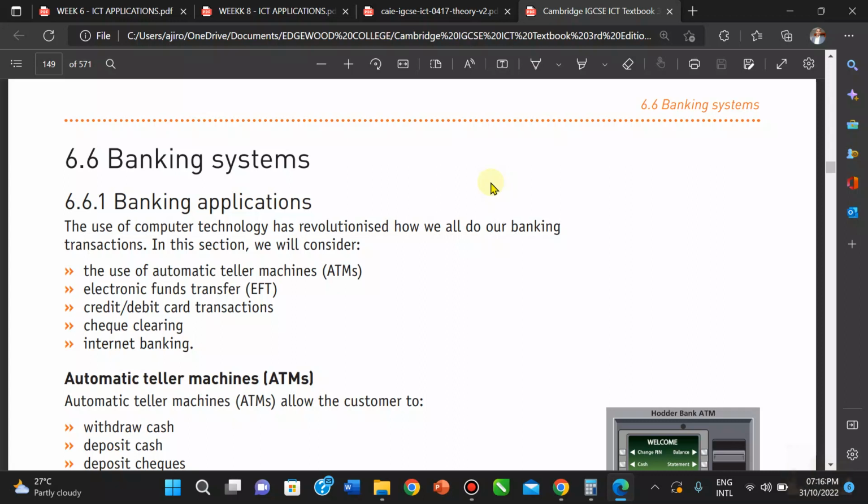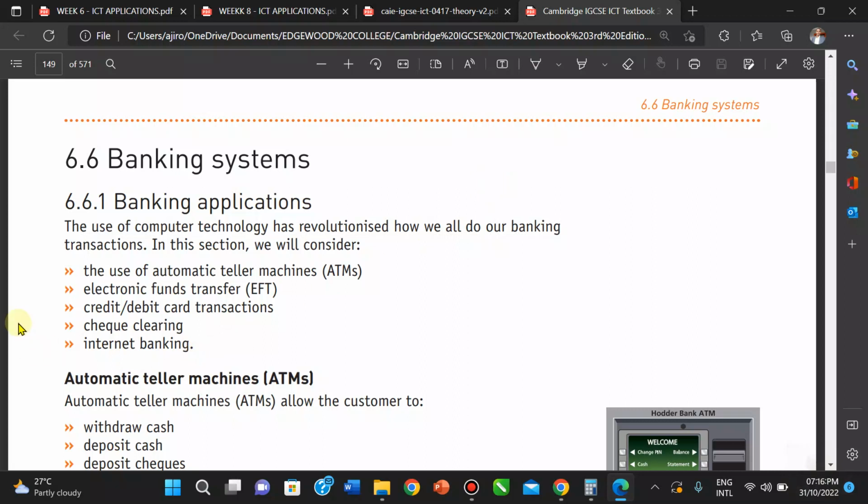Okay, so we'll be looking at the banking system now. We have come to realize from all the videos that ICT is changing every field, and the banking system is not left out from this wonderful application that ICT has brought into the system, and it's come to stay. It's even getting better and better.